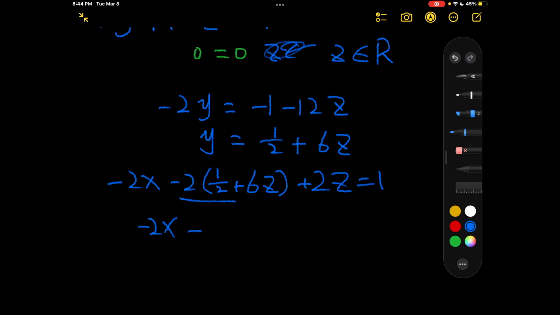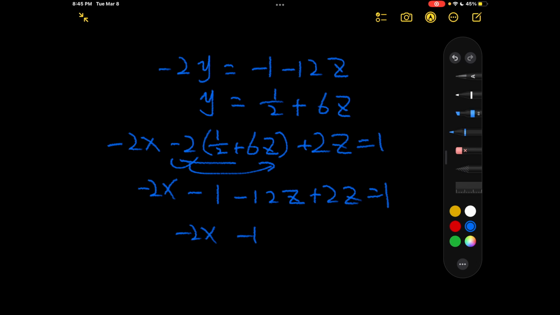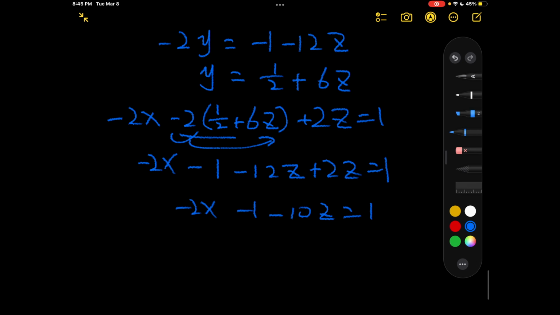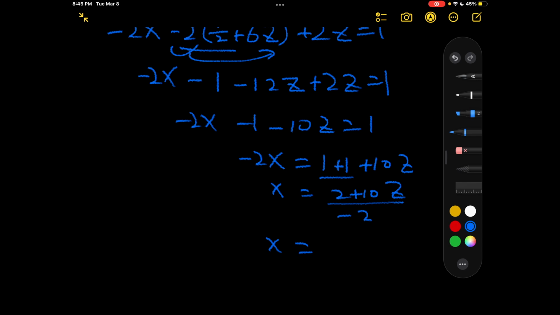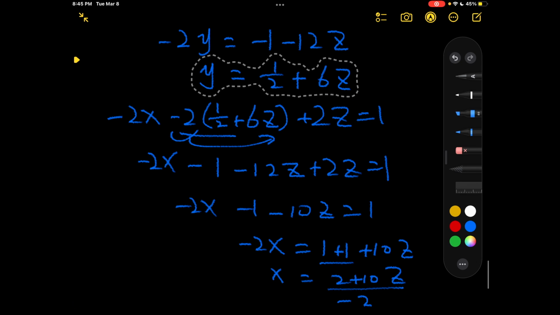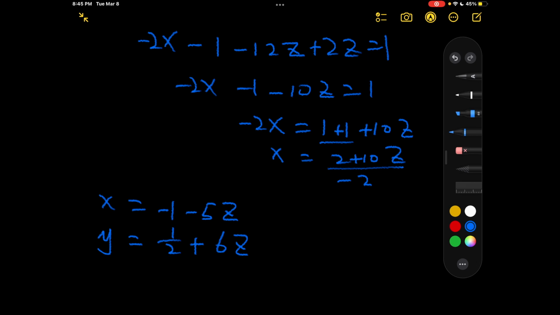-2x minus 1, distributing, minus 12z plus 2z equals 1. -2x minus 1 minus 10z equals 1. -2x equals 1 plus 1 plus 10z, so x equals 2 plus 10z divided by -2, which gives x equals -1 minus 5z. Okay, so we have x right here, and y is right here, and z is a real number. So that should be it.